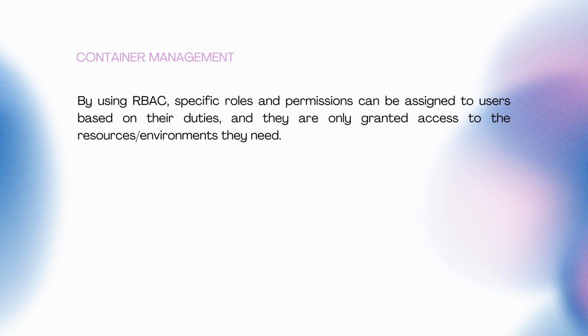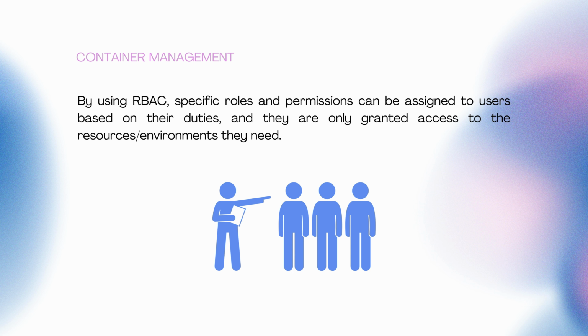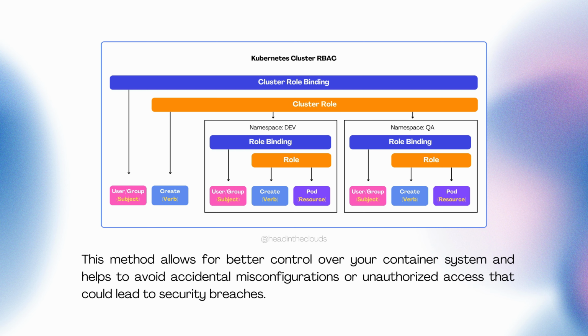By using RBAC, specific roles and permissions can be assigned to users based on their duties, and they are only granted access to resources or environments they need. This method allows for better control over your container system, as we can see in this diagram above, and also helps to avoid accidental misconfigurations or undesirable access that could potentially lead to security breaches.